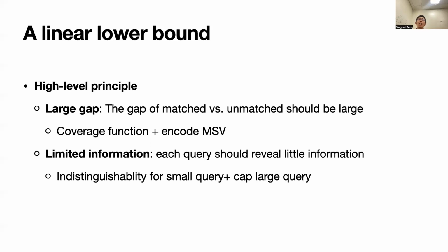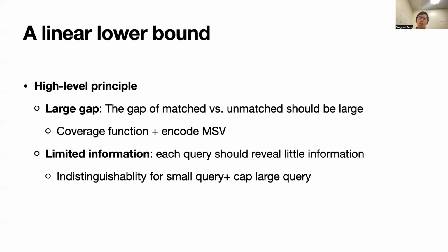Okay, I will describe the high level principle to make our lower bound work. So the first is we create a large gap. We want the gap of matched and unmatched instance to be large. And in order to resolve the non-submodularity issue, our instance is based on coverage function, which is always submodular. And we encode MSV hard instance into the function.